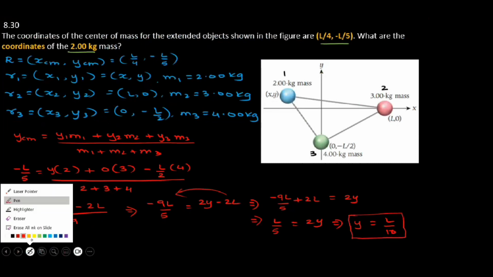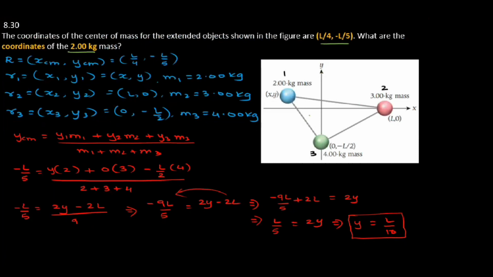When you write the two coordinates together, position of object 1, R1, is equal to x value, which was negative 3L by 8, and y, which is L by 10. This is your final answer.